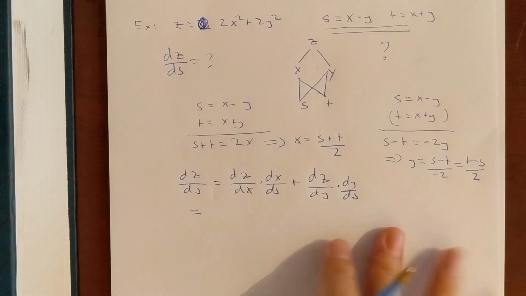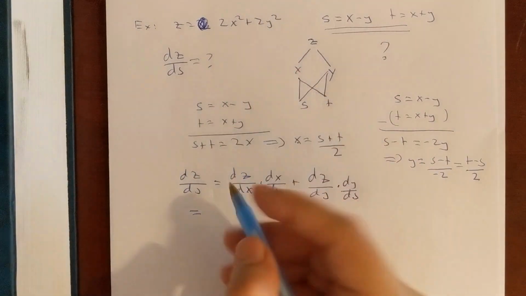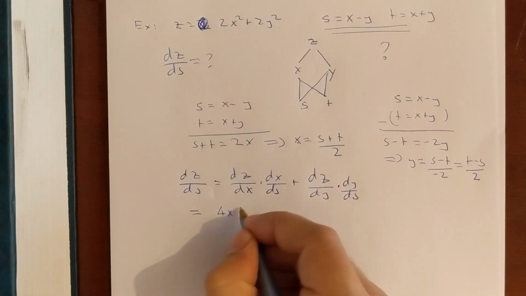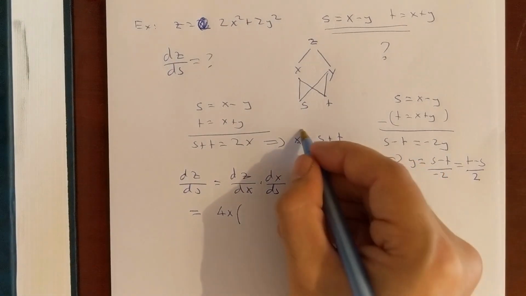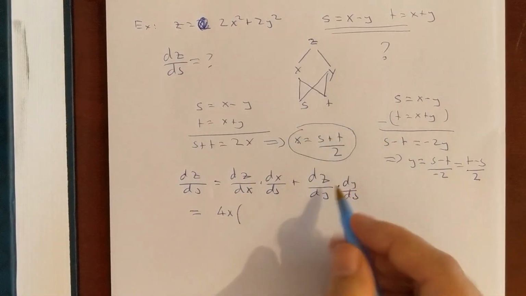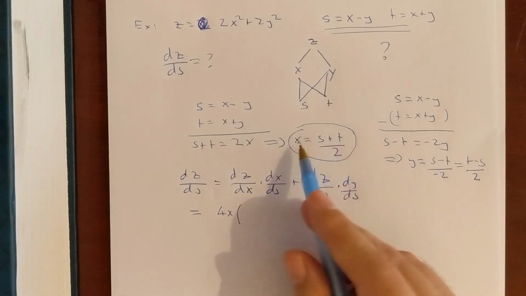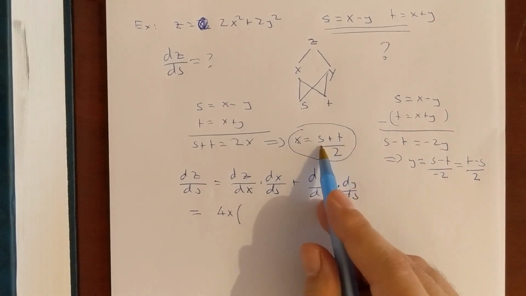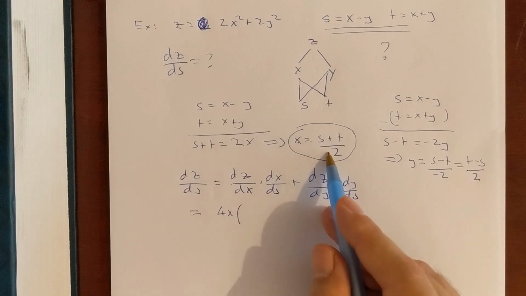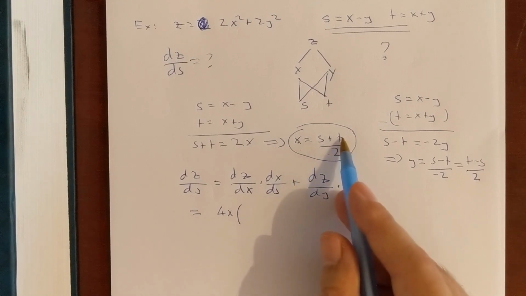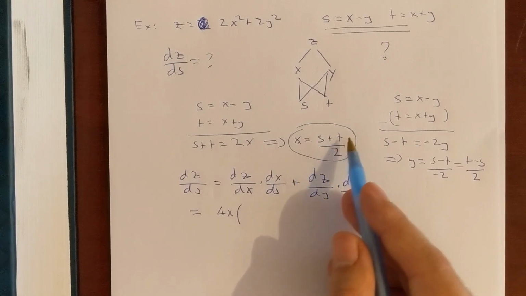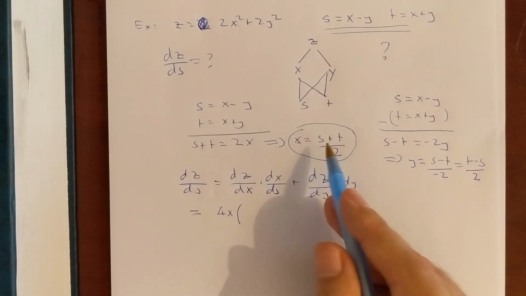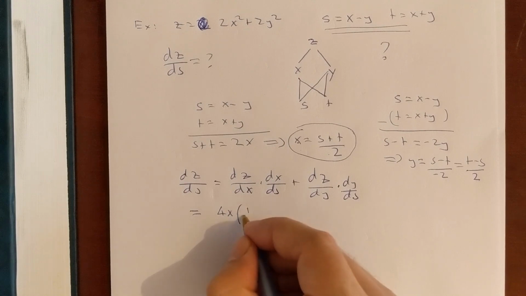We have dz/dx. What is dz/dx? Well, the other term is just 0, so that's just going to be 4x times, what is dx/ds? Well, I'm going to use this formula, because now x is in terms of s and t, and I'm interested in the partial with respect to s. So this is s over 2 plus t over 2. The derivative of t over 2 is 0, so this is just 1/2.